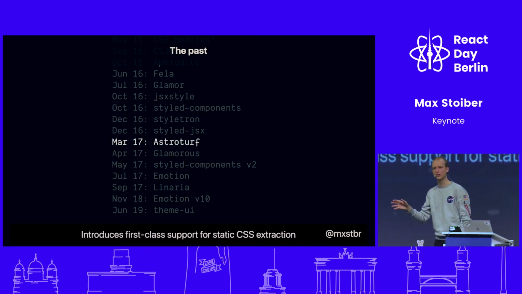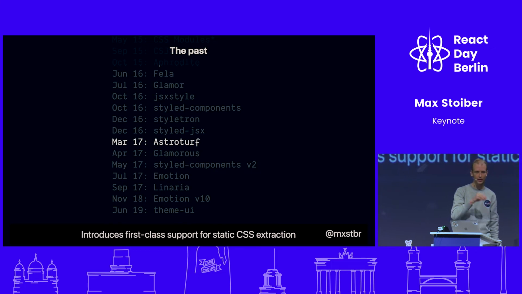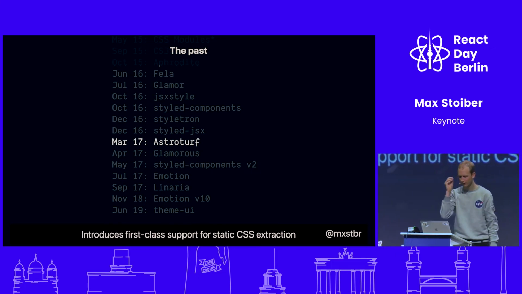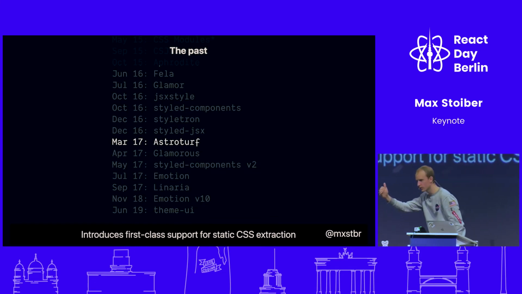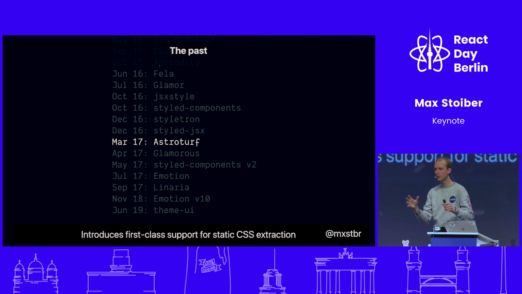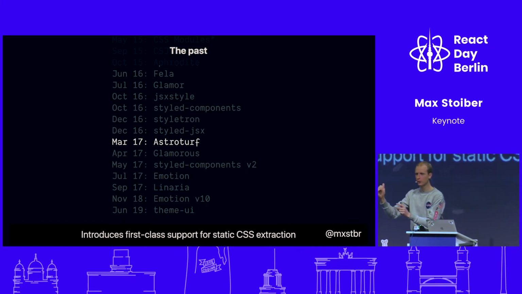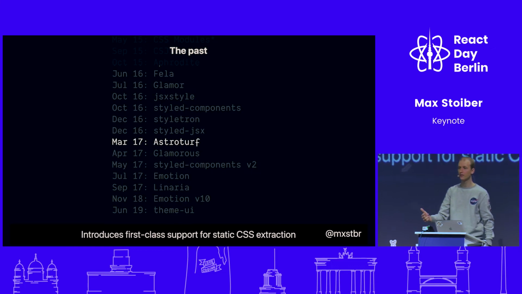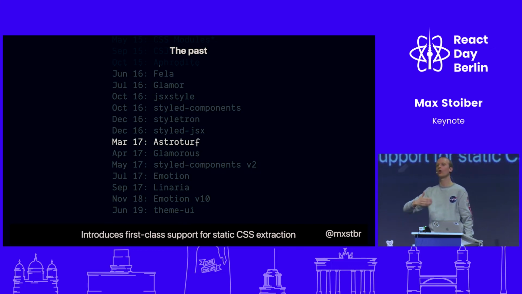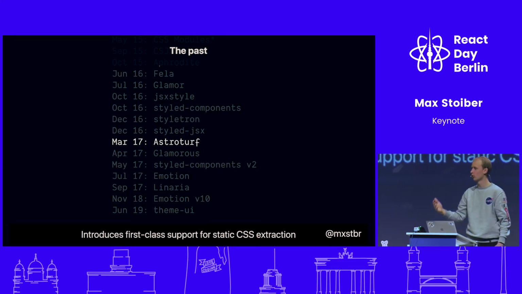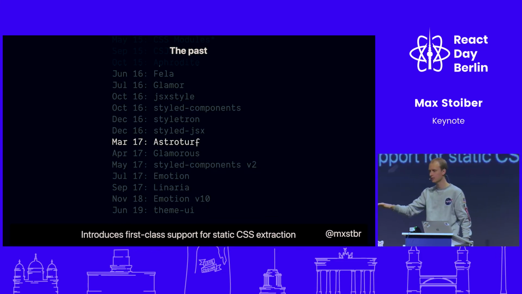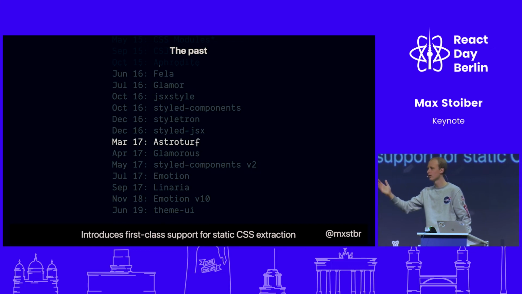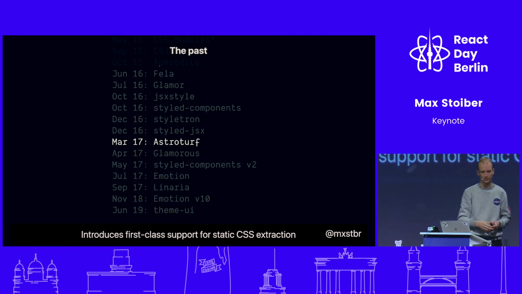In March of 2017, AstroTurf was announced. At the time, it was called CSS Literal Loader, but they eventually renamed it to AstroTurf. And what AstroTurf did is introduce the first-class support for CSS extraction. So with AstroTurf, you write your CSS in a JavaScript file, and they have a build process that takes that JavaScript and puts it into a CSS file. So you're no longer injecting any CSS from JavaScript, it's all extracted. You have the same authoring experience, the same developer experience as you would have with, for example, styled components or Glamour or any of these other CSS-in-JS libraries. However, in the end, you just get a standard CSS file with randomized class names that you can then distribute wherever you want and load however you want.